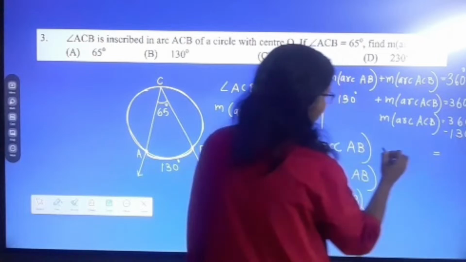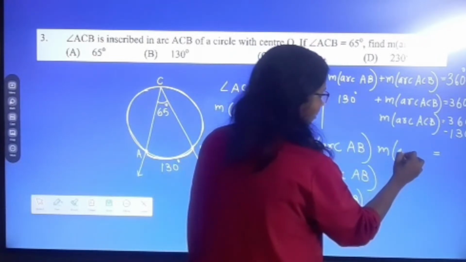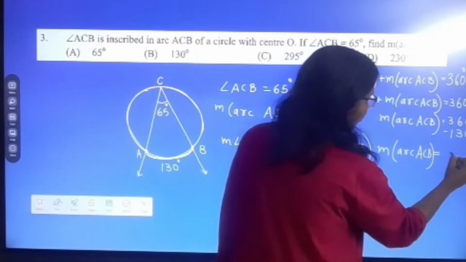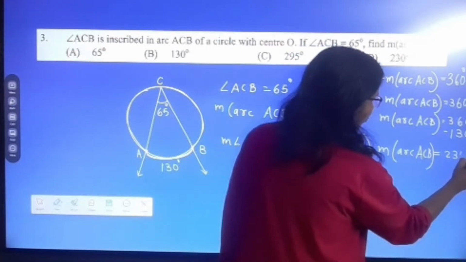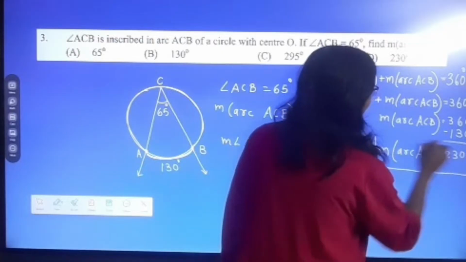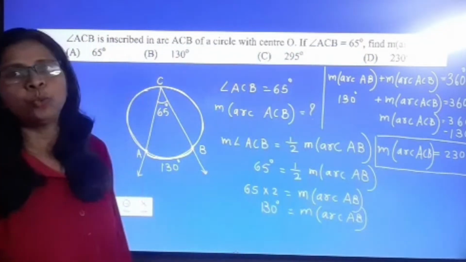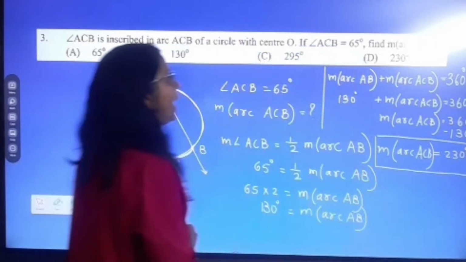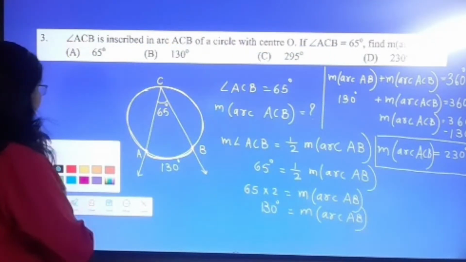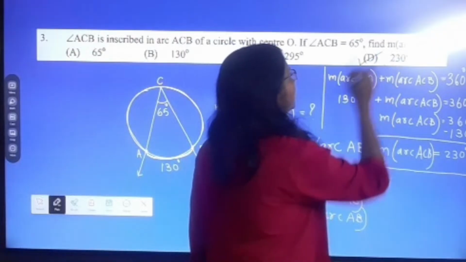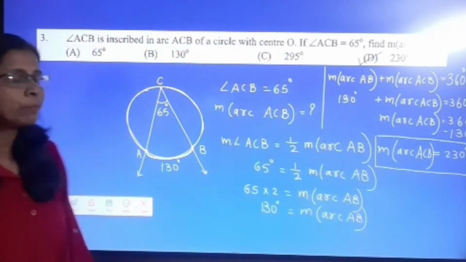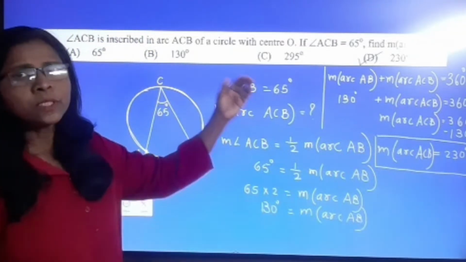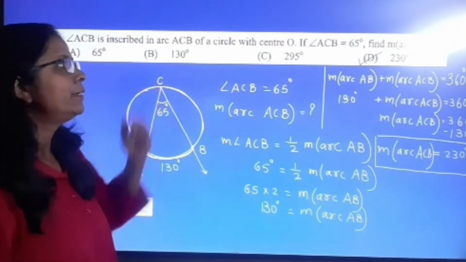So major arc ACB is equal to 230 degrees. Okay students, that will be 230 degrees, and that means our final answer is 230 degrees, and our correct option is D, 230 degrees. Okay students, by following such steps, you can use this method and get the answer.